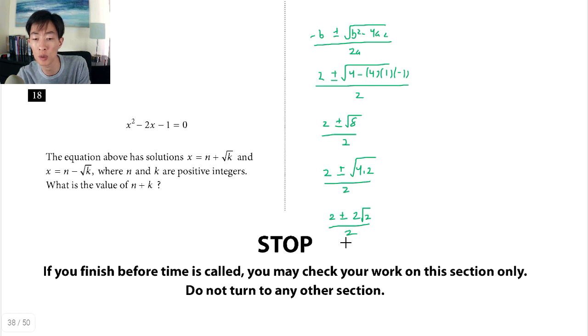This is nice because we can divide both terms by 2. So that becomes 1 plus minus rad 2. And this is exactly what they're talking about. 1 plus rad 2 and 1 minus rad 2. So n is 1, k is 2, and they want to know the sum of 1 plus 2. The answer is going to be 3. So basic application of quadratic formula, and that's all you really had to do for that one.